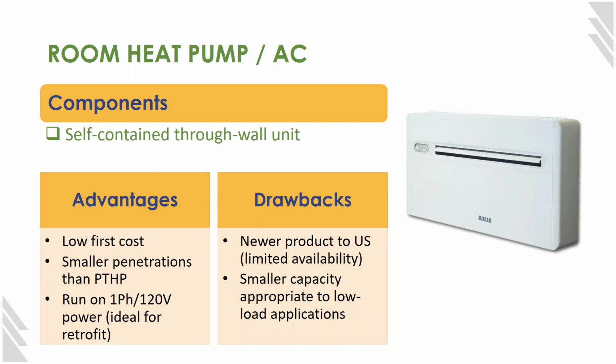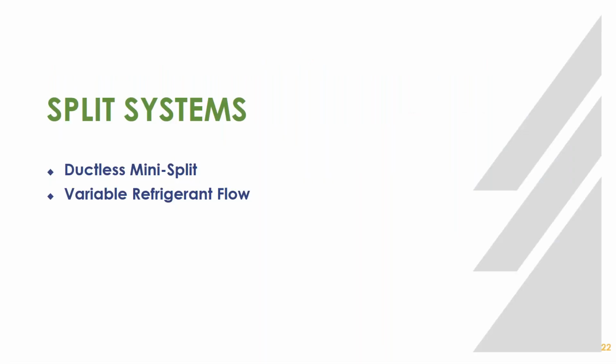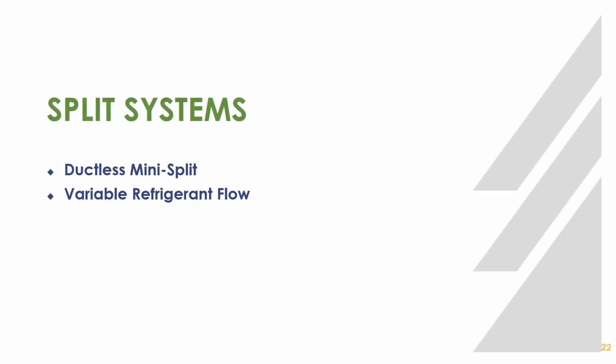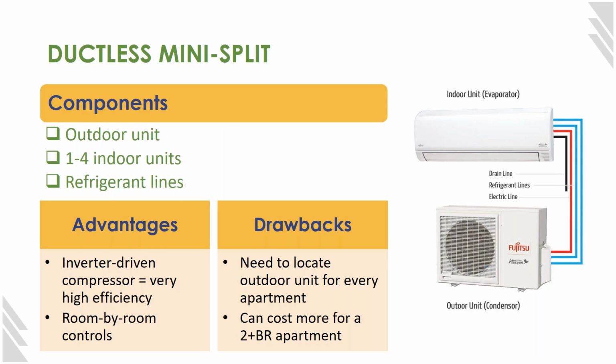Okay, great. So now let's move on to split systems. There are two major types of split systems: ductless mini splits and variable refrigerant flow. So we're going to start with ductless mini splits.